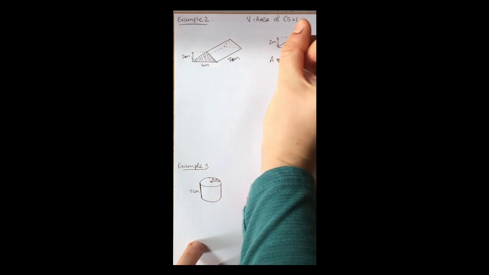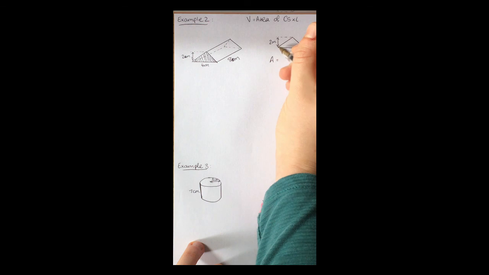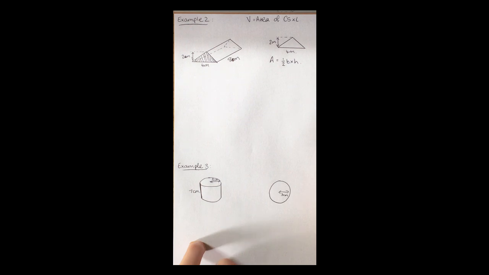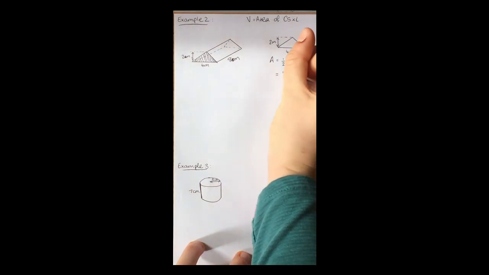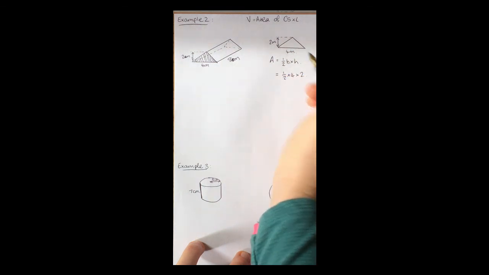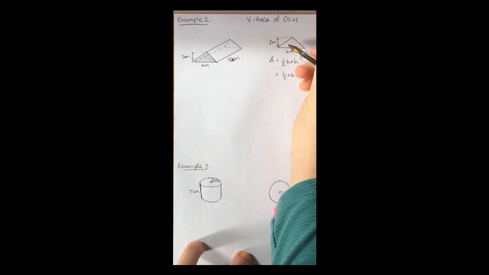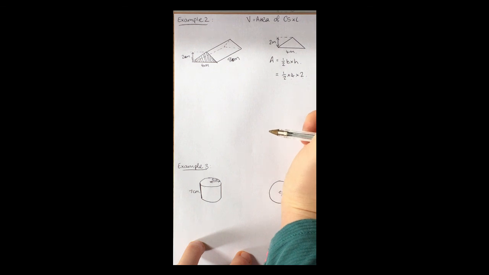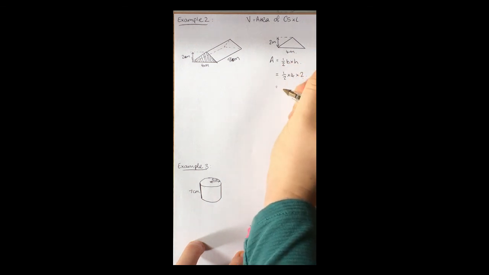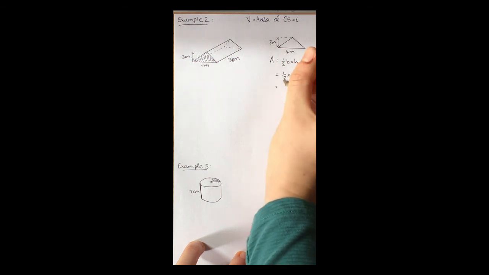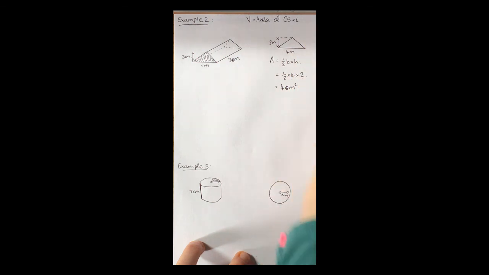So the area of this is half base times height, much like any other triangle. So half multiplied by 4 multiplied by 2, the base and our height. That's from the base to the top, so our perpendicular height is 2. So our answer here has got to be half times 4 times 2. Half times 4 is 2, times 2 is 4 meters squared. So we're dealing with meters in this one.